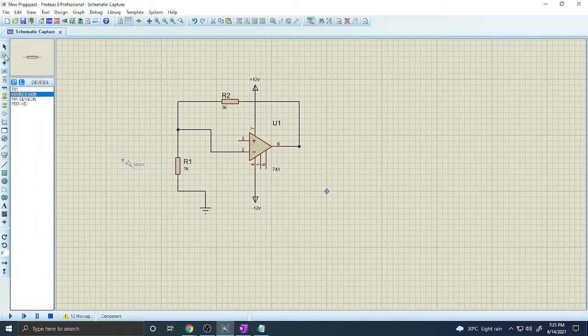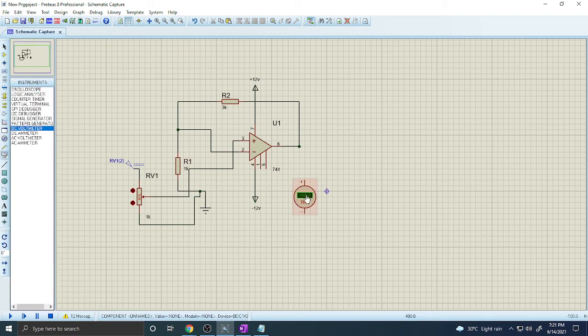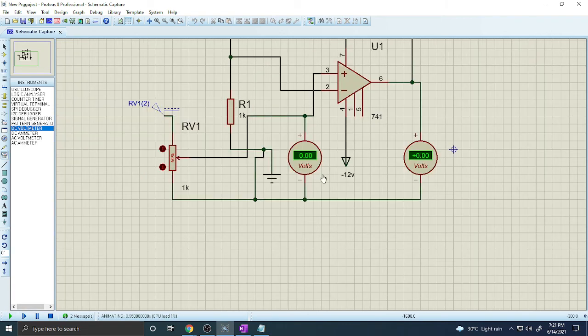Okay, and you connect one potentiometer, because we vary the input voltage, and for different input voltage you show the output voltage magnitude. DC voltmeter is connected from the output terminal. Now these are connected from the output terminal, and another DC voltmeter is connected here to measure the input voltage, non-inverting terminal.